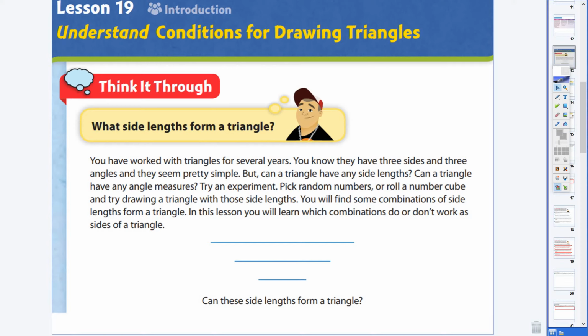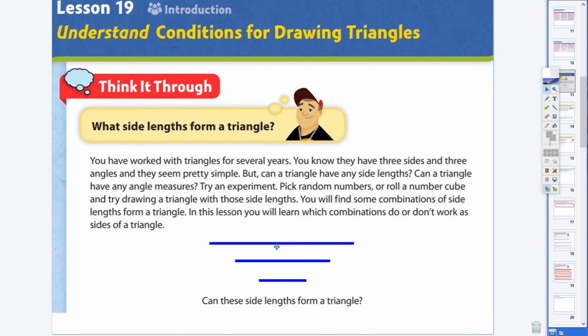Can these 3 side lengths form a triangle? These ones: 1, 2, 3. What you need to do is take maybe a string and cut it so that it measures the length on the screen of your computer and see if they can form a triangle. You can also take a piece of paper and measure these 3 line segments, cut those, and see if you can form a triangle. That's what I would do.